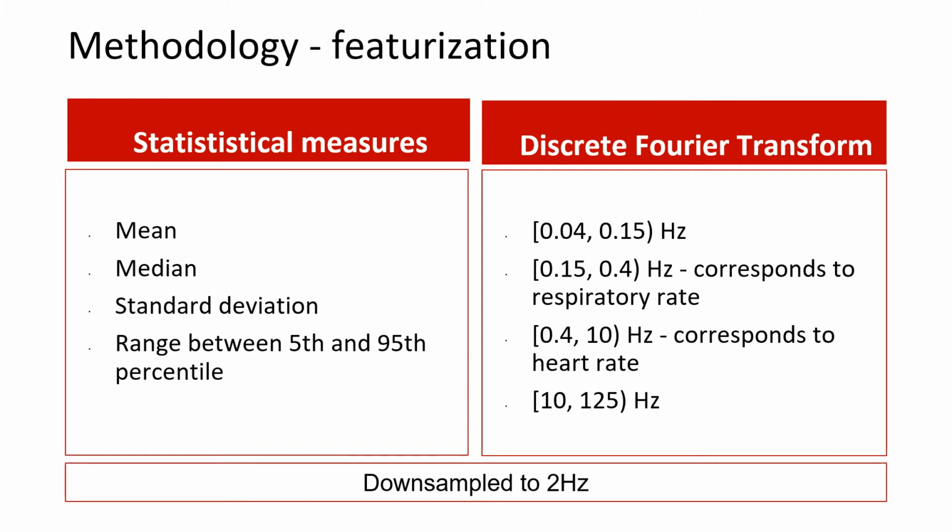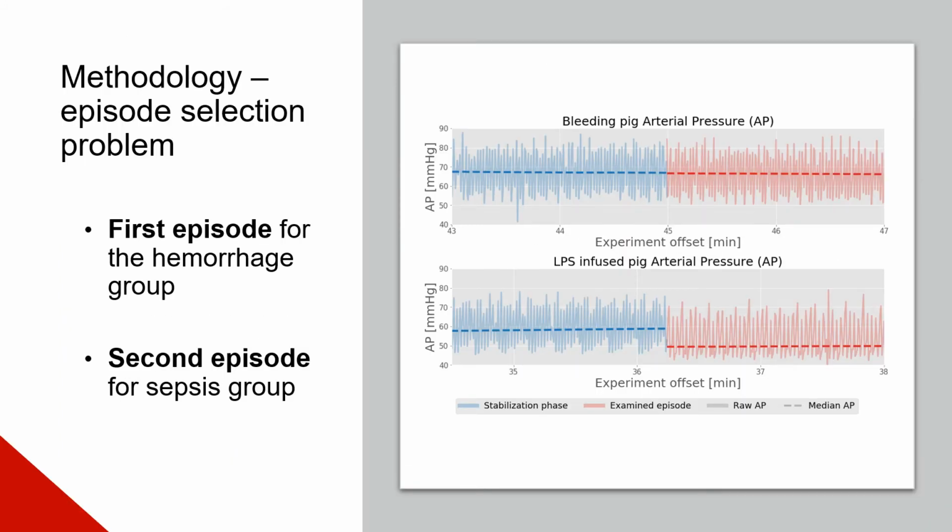As it was calculated for time windows, the data has been downsampled to 2 Hz. The last task of data preprocessing was to overcome the problem related to episode selection. This is caused by the selection of the second episode of LPS infusion, which is not immediately following the stabilization period, contrary to the group exposed to hemorrhage. This resulted in differences in such transitions, which interfered with the predictive power of our model.